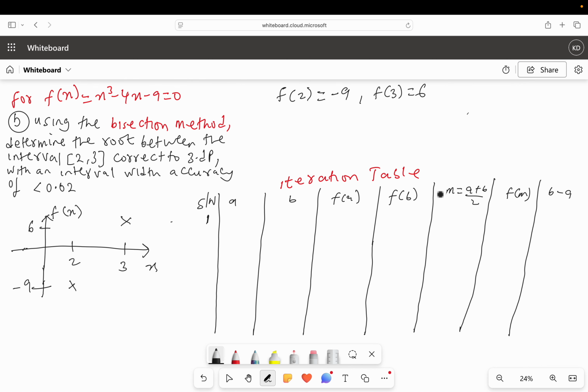We are going to use this iteration table for our solution, and the lower part of the interval will be our starting A. So I will have 2.000, and our starting B will be the upper part of the interval. So I will have 3.000. So the condition is we should continue our iteration until the interval with accuracy is less than 0.02. So I will continue with my iteration until B minus A is less than 0.02.